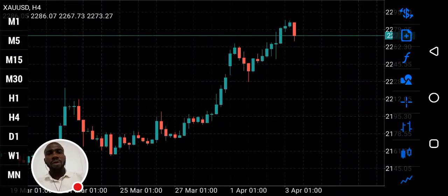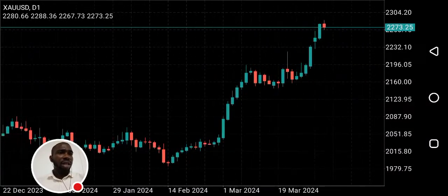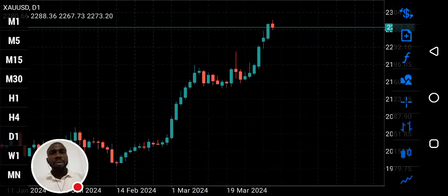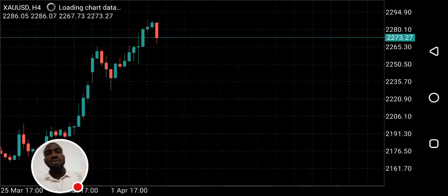But let's start with the daily time frame. So you can see daily. Yesterday's candle closed strongly bullish. But today so far it's been bearish. So we need to wait for today's candle to close before we can decide if we are to sell or buy gold. If today's candle closes bearish, then we should consider selling gold tomorrow. Let's go down to 4 hour. Let's work with 4 hour.